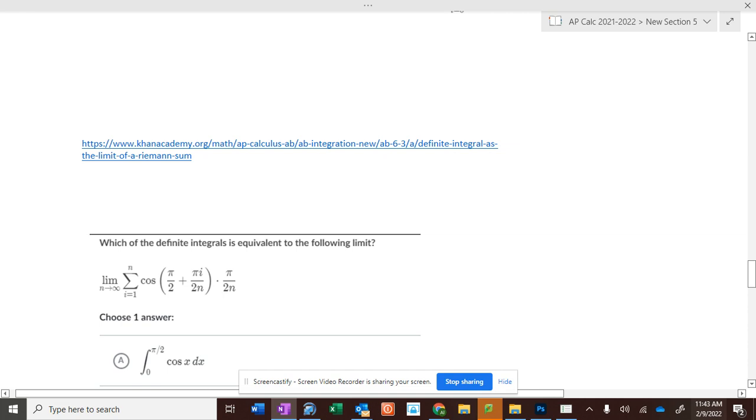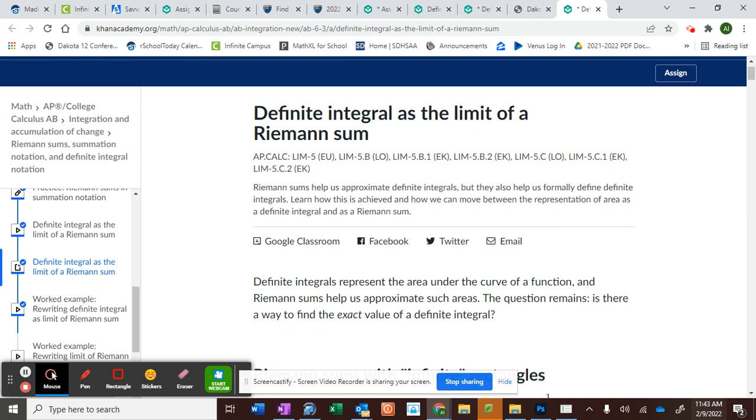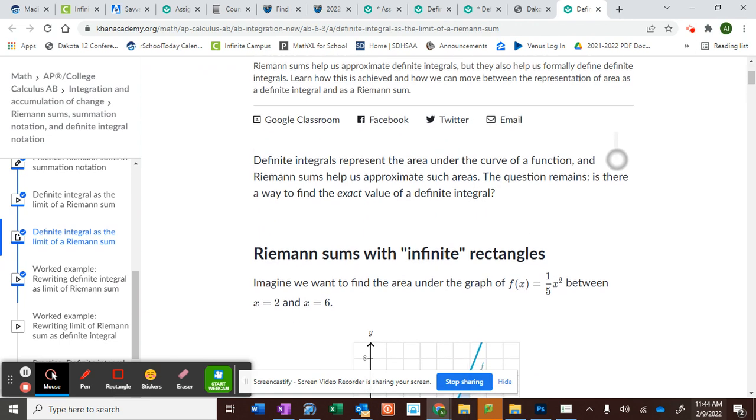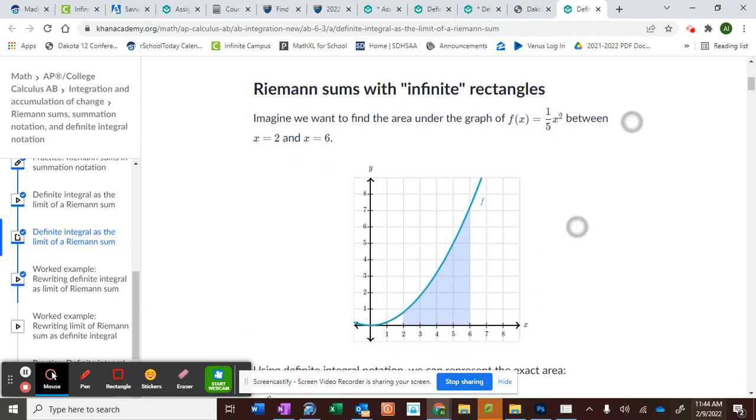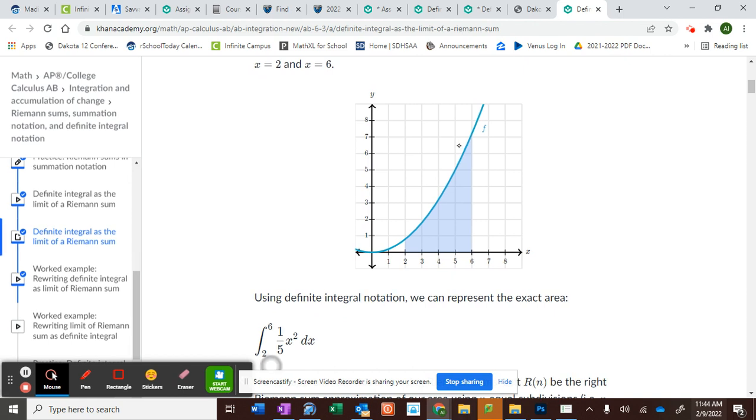Okay. Now, here we go. A definite integral as a limit of a Riemann sum. All right. So, we're not going to watch a video. I'm just going to go through this with you. What we're getting to is finding the area under a curve from a certain spot to a certain spot. This one is from 2 to 6. You don't see any rectangles yet, right? It's smooth.